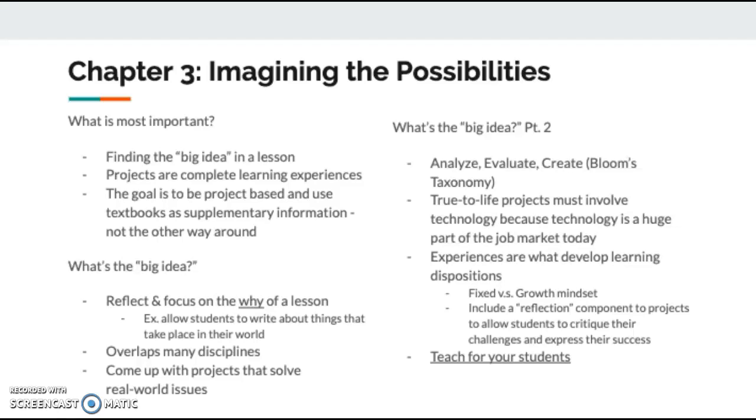An example for how to combat these mindsets was to include a reflection component at the end of the projects to allow students to critique their challenges and express their successes. It allows teachers to see where students might have fallen short, but why that also happened. So kind of the why behind it. And then, as always, you want to teach for your students. You want to make projects that are relevant to them, things that they're interested in, not necessarily things based on a textbook or what a textbook is telling them they need to know.